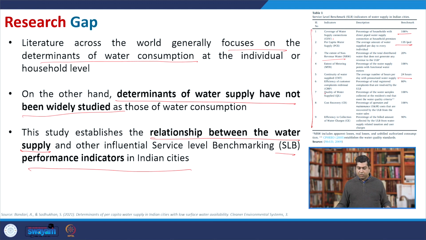Then efficiency of customer complaint redressal, that there are certain issues whenever there is a leakage or certain issues with the water. How is it being addressed by the operators? The benchmark is that 80% of the complaints should be addressed. Next one is the quality of water supply at the user end, which is also 100%, quality assured and safe. Cost recovery in operation and maintenance, percentage, this is also to be 100%. Efficiency in collection of water charges, again 90%.